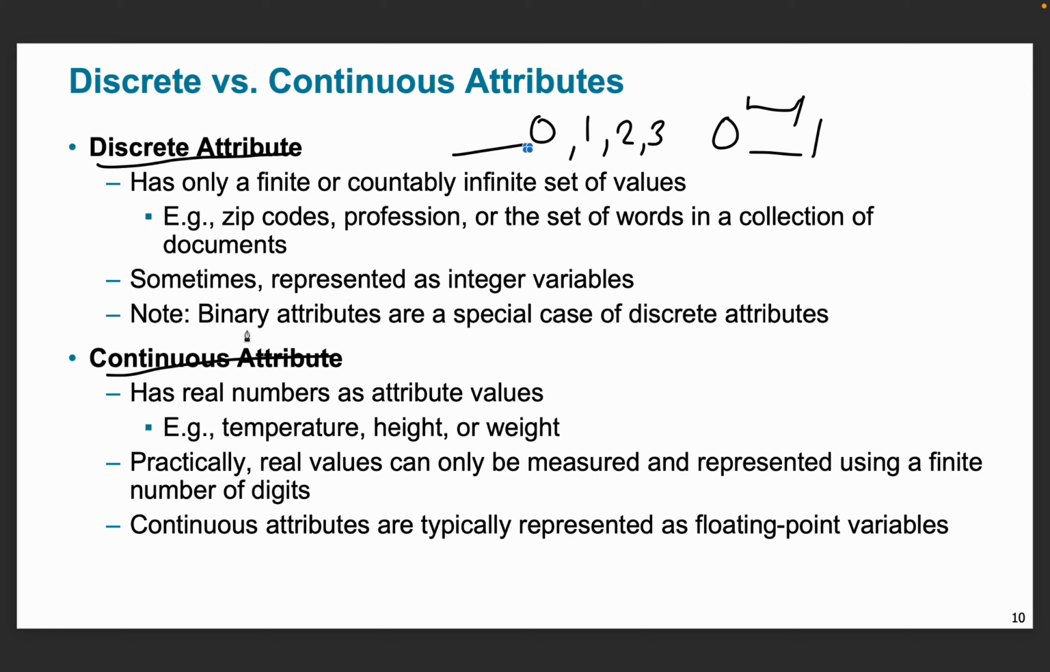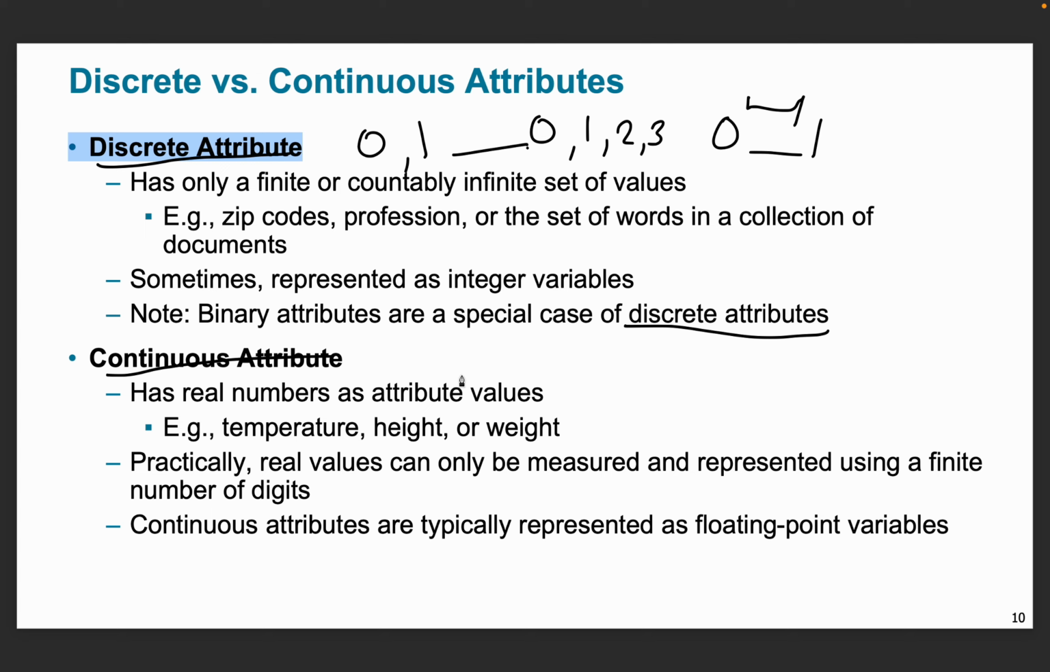Note, binary attributes are a special case of discrete attributes. The binary attribute that we discussed in the last slide is a special case of discrete attribute, where we have only 0 and 1. The continuous attribute has real numbers as attribute values.